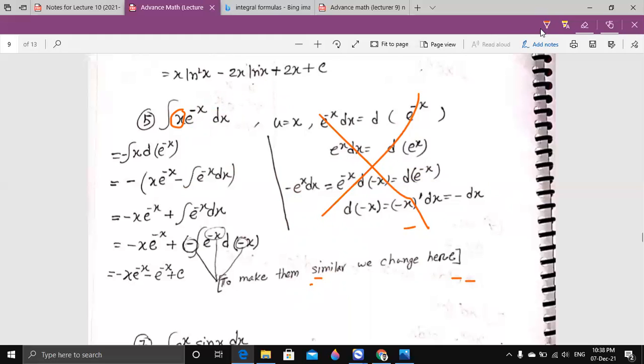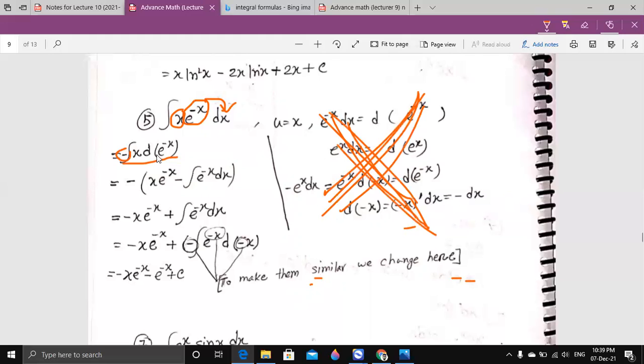So you can just take this minus down, okay? And take this e to the power minus x here, replacing this x. So take the minus out and write e to the power minus x instead of x. So minus integration of x d of e to the power minus x. You don't need to calculate or explain here. Okay, this is just the notes.